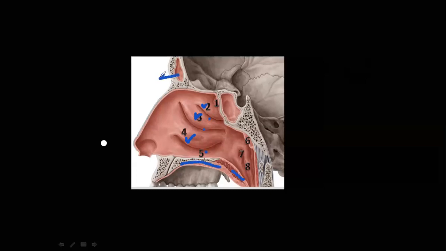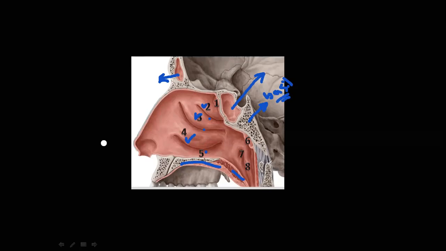Who can identify this paranasal sinus? Frontal sinus. Who can identify this paranasal sinus? Sphenoidal. This bone below the sphenoidal sinus? Body of sphenoid. It is not the body of the sphenoid, because the body of the sphenoid is this part. This is the basilar part of the occipital bone, or clivus. Okay, this is the base of the occipital bone.